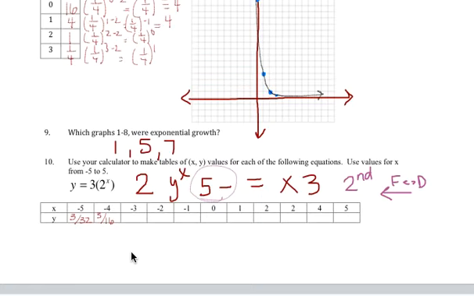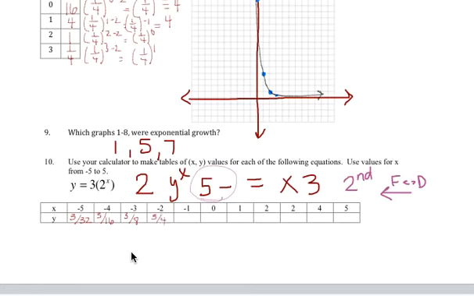So we're going to find out the -3. We hit 2, y to the x, 3 negative, enter, times 3, enter. And when I say enter, I mean equals. And then the green second button and the back arrow. And we get 3/8. Very good. Now we're going to do -2. 2, y to the x, 2 negative, equals, times 3, equals, green button, back arrow. And we get 3/4. Good.